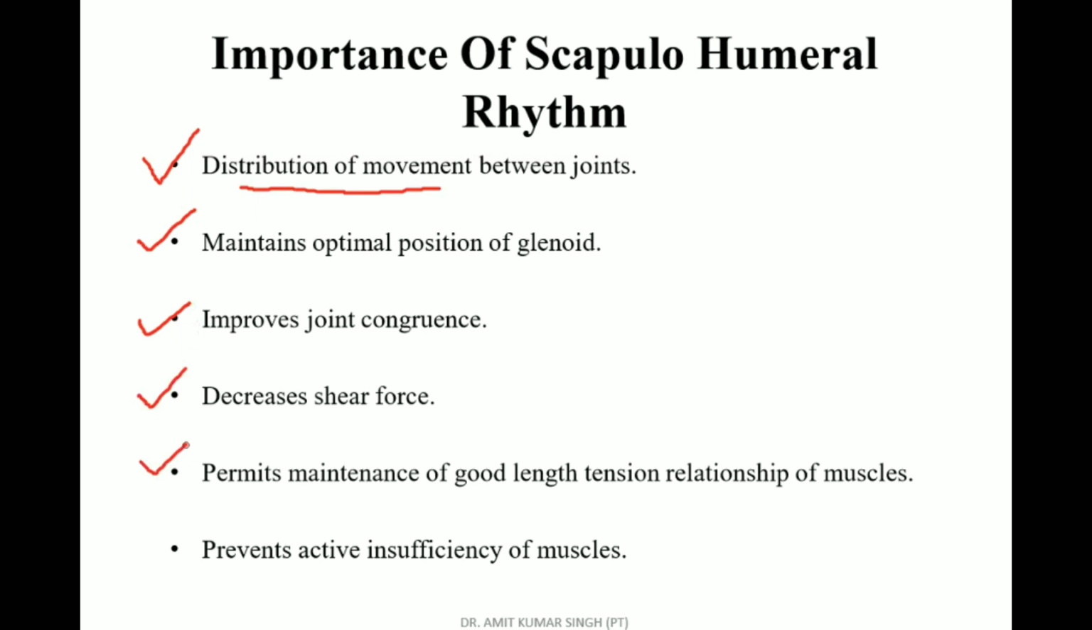It permits maintenance of a good length-tension relationship of muscles. When the scapulothoracic contribution and the glenohumeral contribution are both in proper order, then there will be a good length-tension relationship of the muscles. And last, it prevents active insufficiency of muscles. So these are a few points which show the importance of scapulohumeral rhythm.